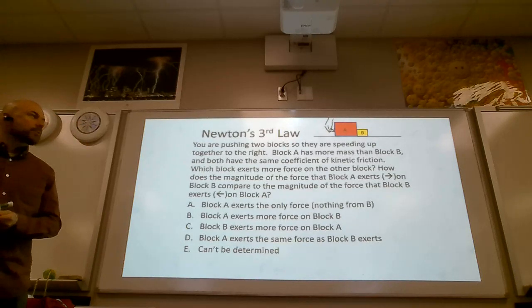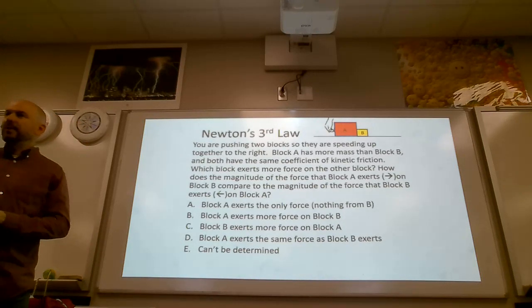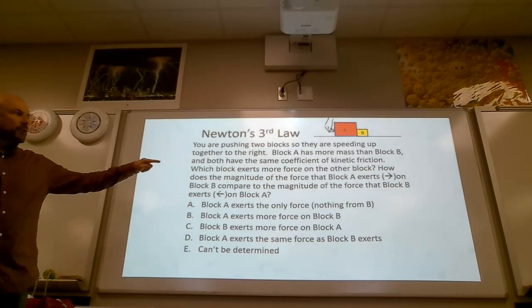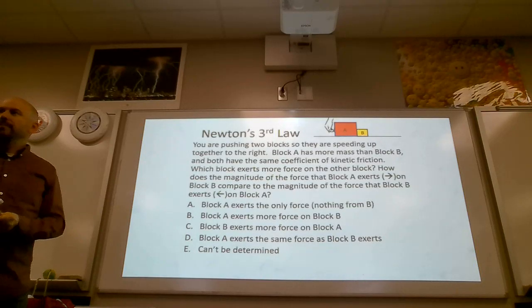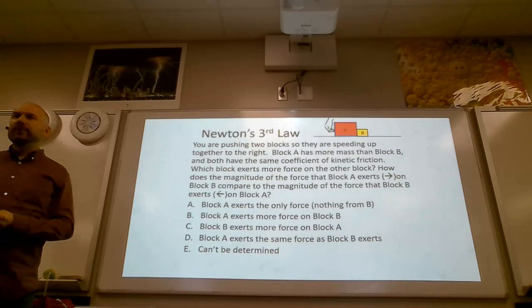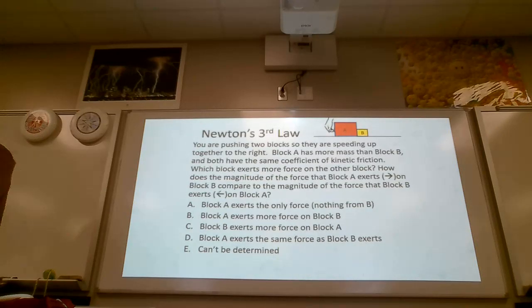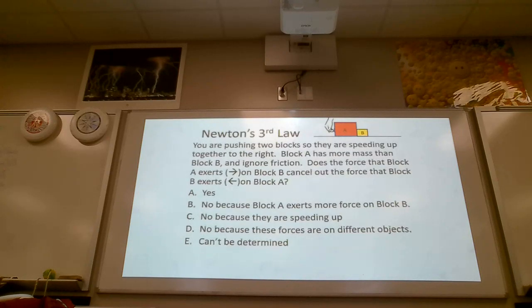Okay. So, Newton's third law. If object A exerts a force on object B, object B exerts an equal force back on object A in the opposite direction. Follow-up question.